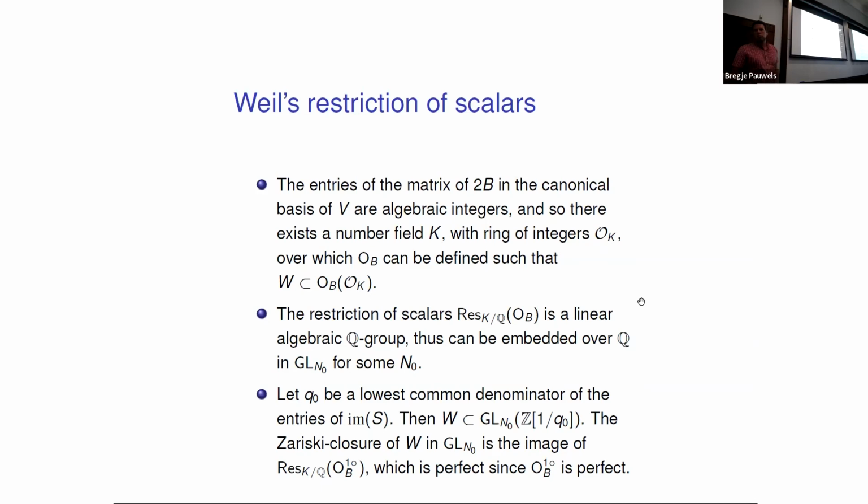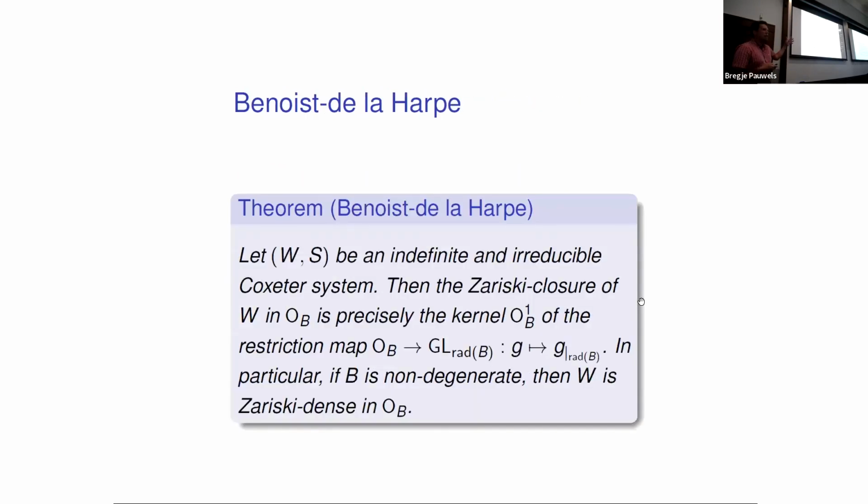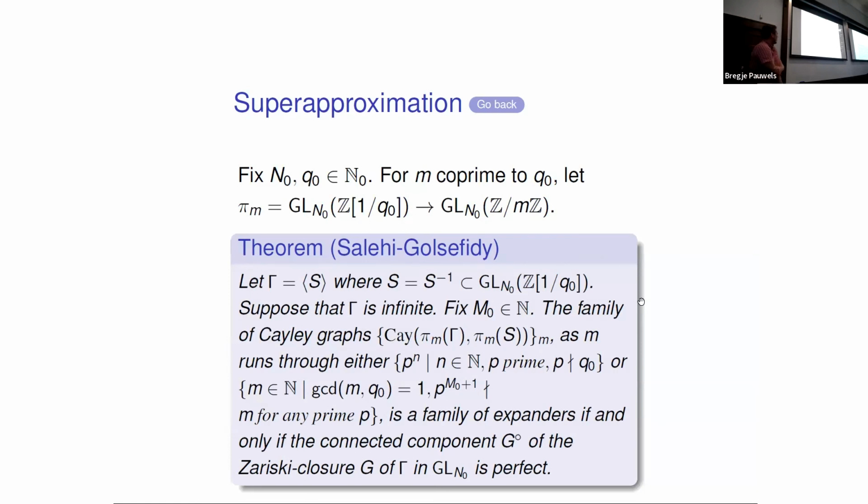And then you also need some results by Benoist and de la Harpe that guarantee that Salehi-Gosefidy's conditions are fulfilled. I didn't want to make this a point of the talk because this is quite advanced stuff, which we use as a black box in our setup, but it's highly non-trivial. So roughly the point is that these subgroups come from congruence, from well-chosen congruence subgroups, but this is about the extent of my knowledge about this result.